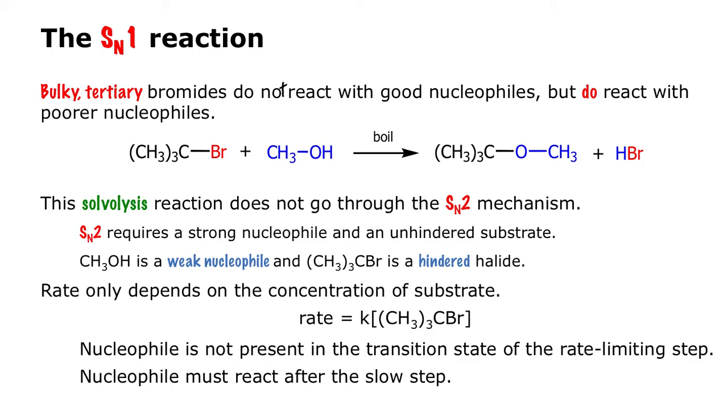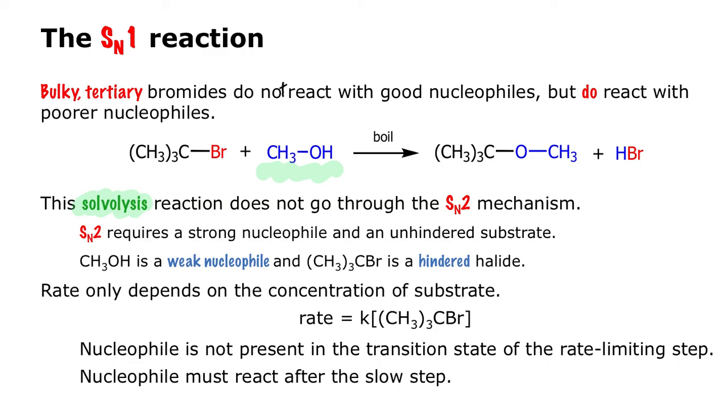Something like cyanide ion fails to react with this sort of substrate. But what's curious is they do react with what would be considered poorer nucleophiles. And that's shown here. This reaction happens quite readily. The t-butyl bromide is refluxed in methanol, and the product of that reaction is this methyl tert-butyl ether.